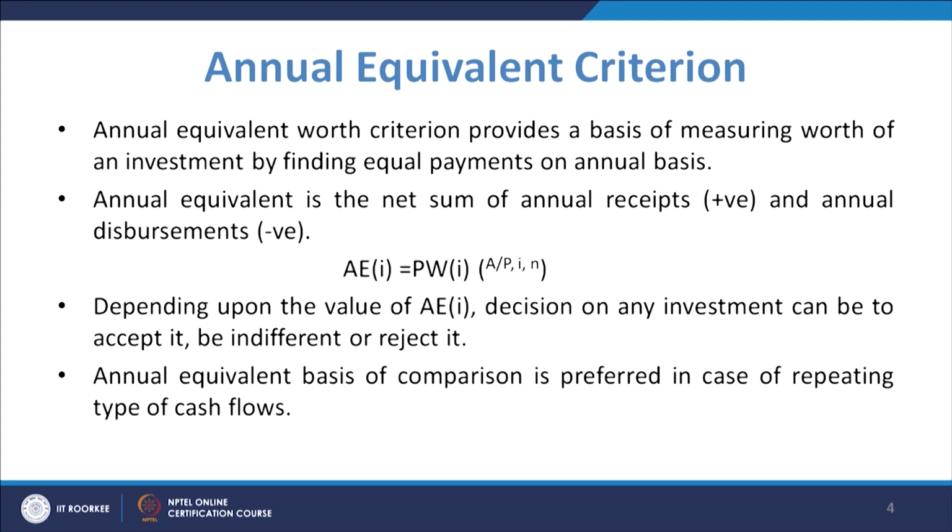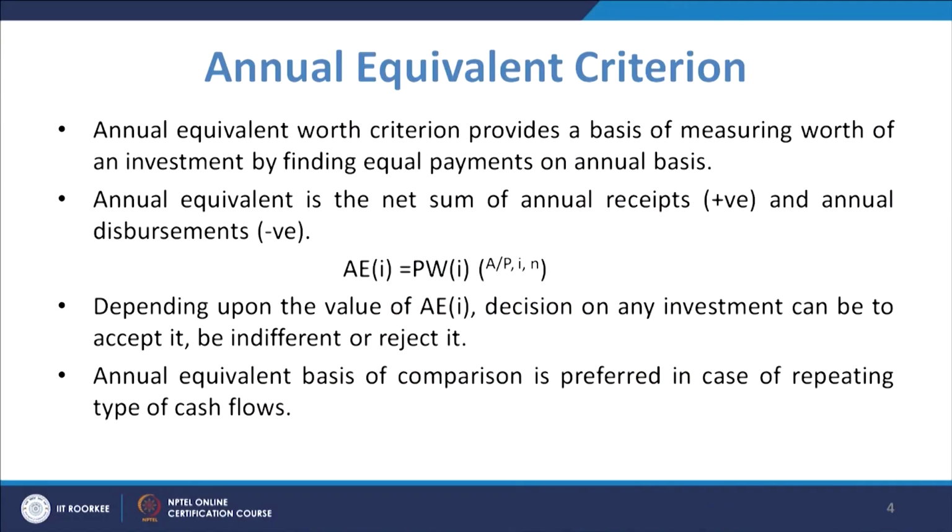Now, with the annual equivalent criterion, you are going to get the equal annual amount for the different alternatives. So, you have the cash flow diagram, and for the two you are going to have the annual equivalent value. This annual equivalent worth criterion provides a basis for measuring the worth of an investment by finding equal payments on an annual basis.